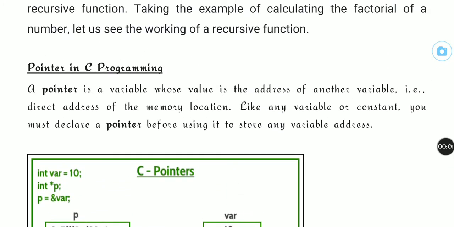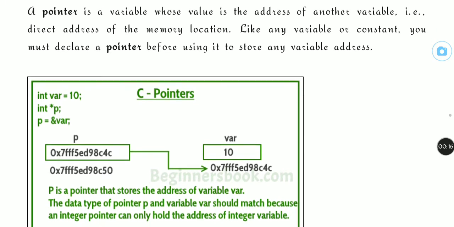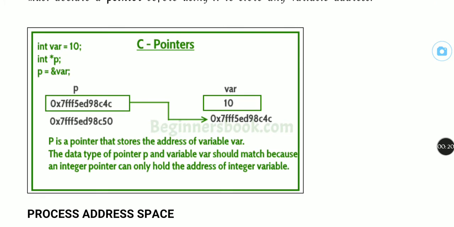Hello viewers, in this video we are going to see pointers in C programming. A pointer is a variable whose value is the address of another variable, that is, the direct address of the memory location. Like any variable or constant, you must declare a pointer before using it to store any variable address.